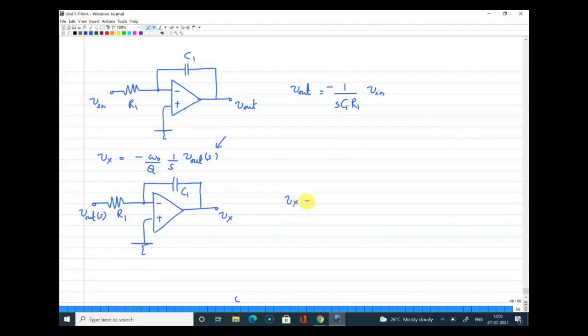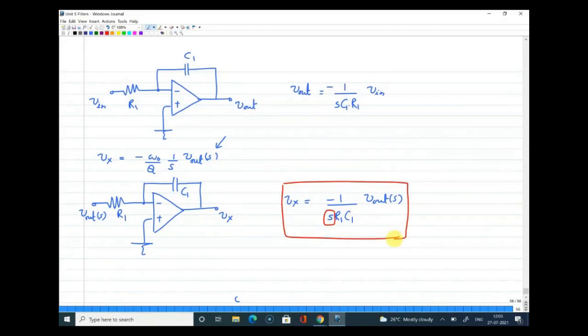Are you guys with me? Vx can be written as minus 1 by S into R1 C1 into V out of S, right? Is this clear? So Vx and V out are related in this form, and we have implemented the integration function. Now for omega naught and Q, we have the corresponding circuit elements R and C, so that can be adjusted later. Is this clear? Vx part. Quickly please respond so that I'll be able to proceed.